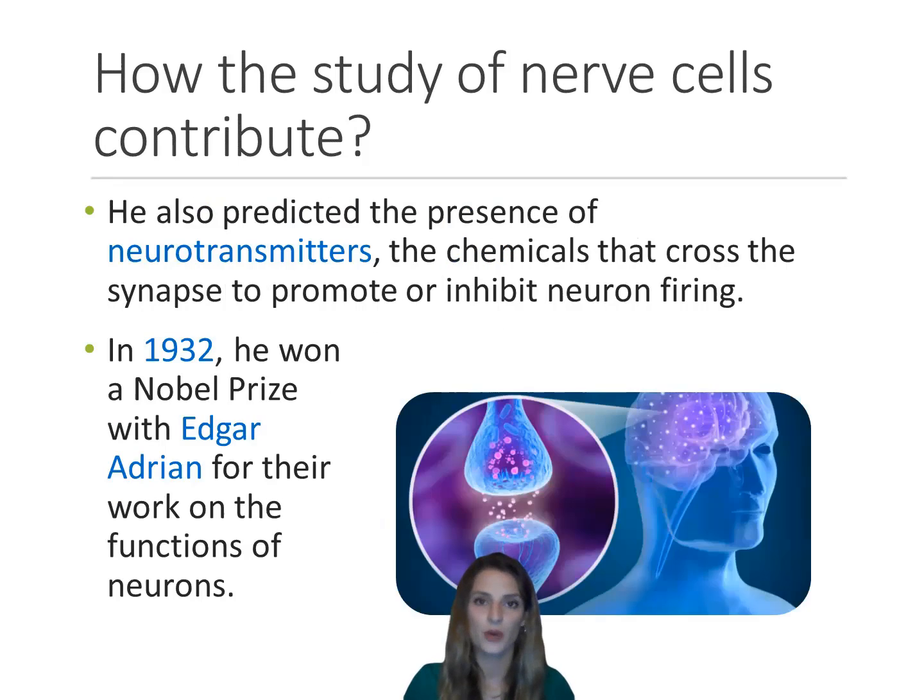Sherrington also proposed the idea of neurotransmitters, some chemical that allows neurons to communicate with one another. In 1932, he won a Nobel Prize with Edgar Adrian for their work on the functions of neurons.